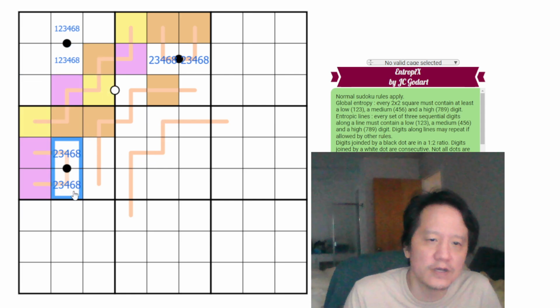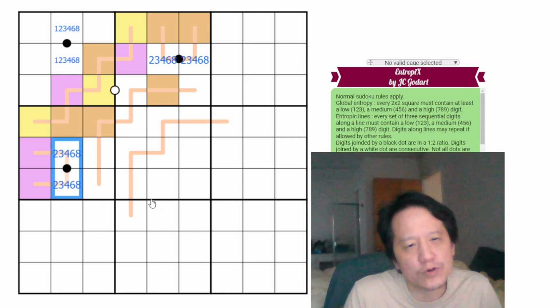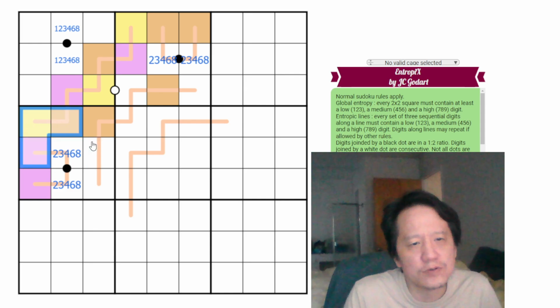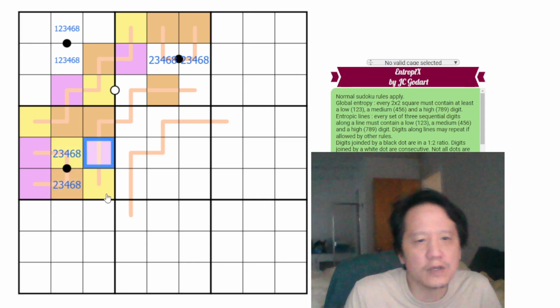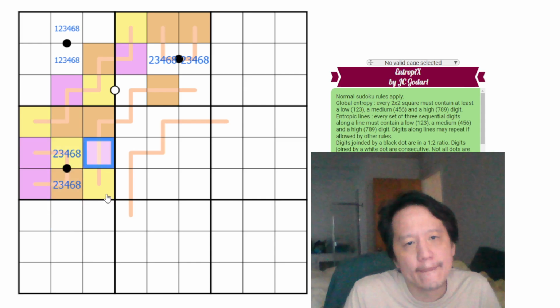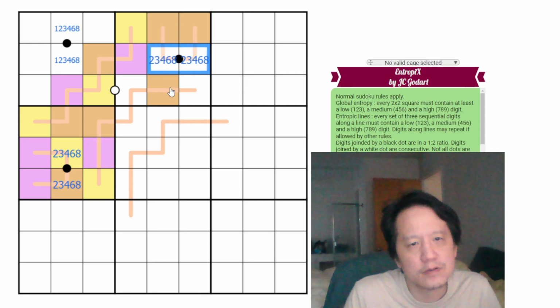This has to be yellow and orange in some order. Wait, so since this is 2, yeah, this has to be pink. So this is yellow, and this is orange. So this is yellow. Okay. So we have 2 by 2. This has to be yellow and pink. So this is pink. This is pink and yellow. That's fine.